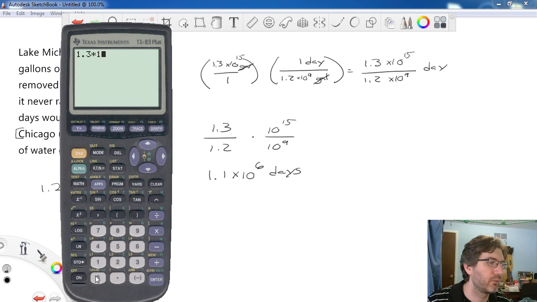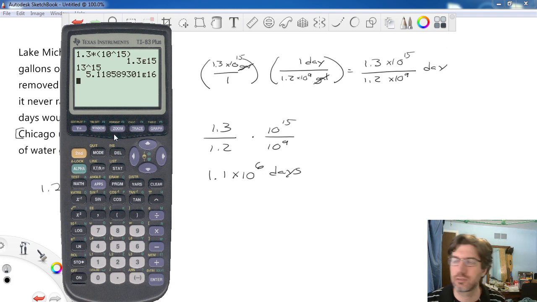(1.3 times 10). Does this do? This might not do order. This does order of operations, but we're going to do it this way anyways. To the 15th. Is that what we want? That is equal to... well, I was just going to put in scientific notation. Well, let's see what the other one does. What was that? 13 to the 15th. 13 to the 15th gives you that, which are not the same numbers, even though they're both in scientific notation.